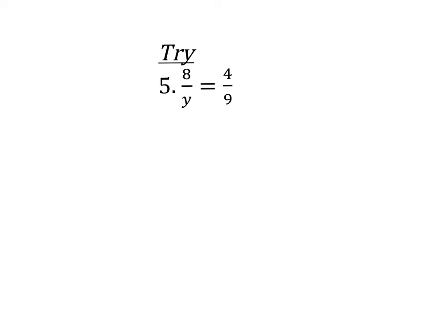All right, so number 5 here, cross multiply, y times 4 is 4y. Cross multiply this way, 8 times 9 is 72. Divide by 4, and that's going to give me y equals 32.